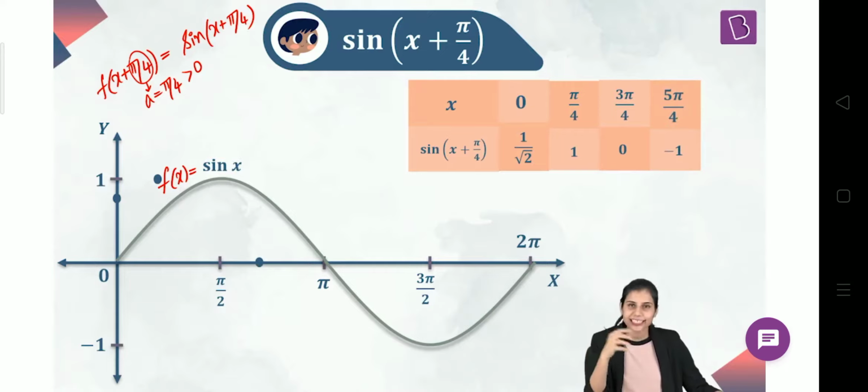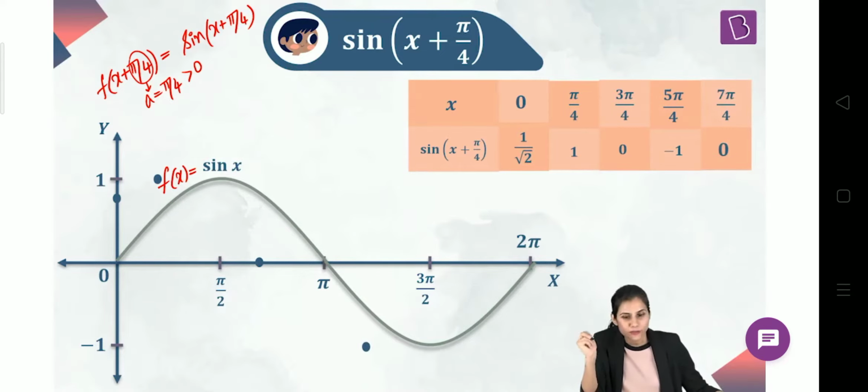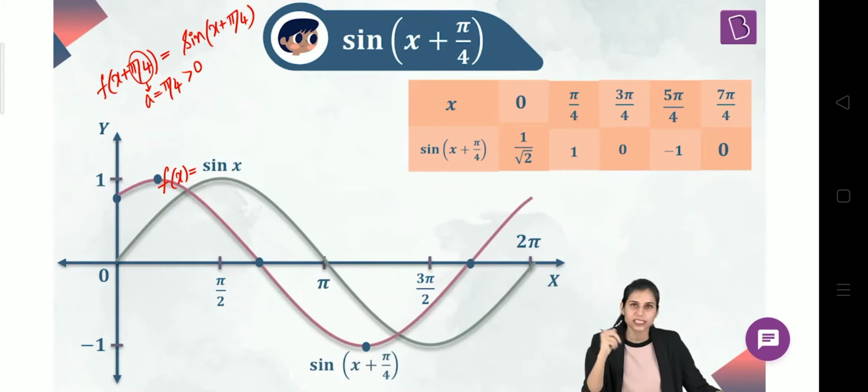Yes. Next, I take x as 5 pi by 4. So sine of x plus pi by 4 becomes sine of 5 pi by 4 plus pi by 4, which is 6 pi by 4, which is 3 pi by 2. And we know sine 3 pi by 2 is minus 1. Lastly, I take x as 7 pi by 4. So I get sine of 7 pi by 4 plus pi by 4, which is sine of 8 pi by 4, which is again sine 2 pi equal to 0. When I join these points, this is the graph of sine of x plus pi by 4 that I get.